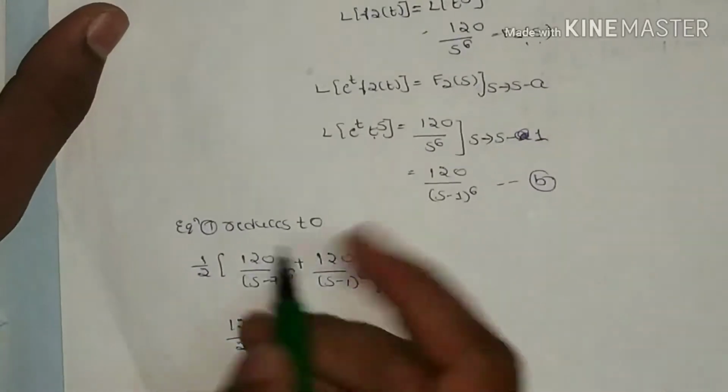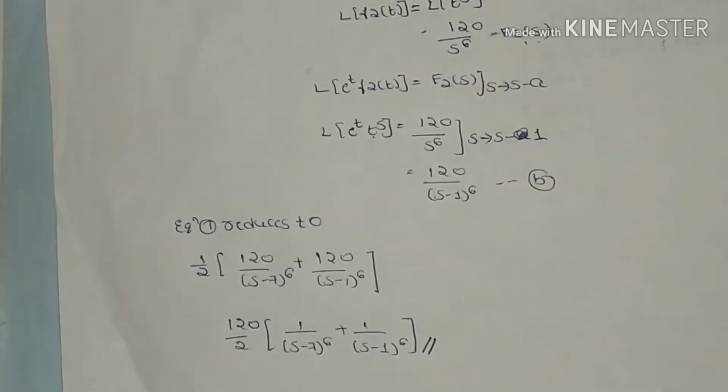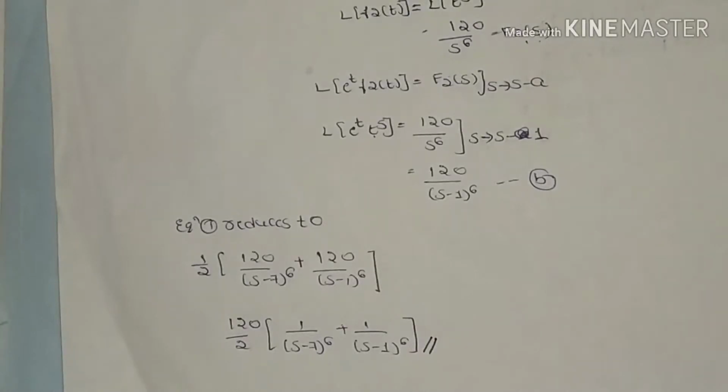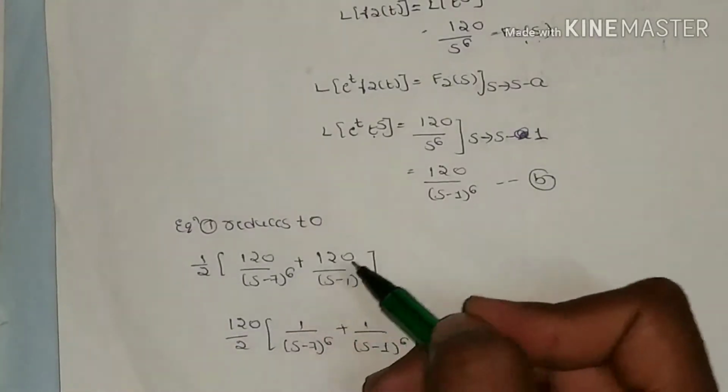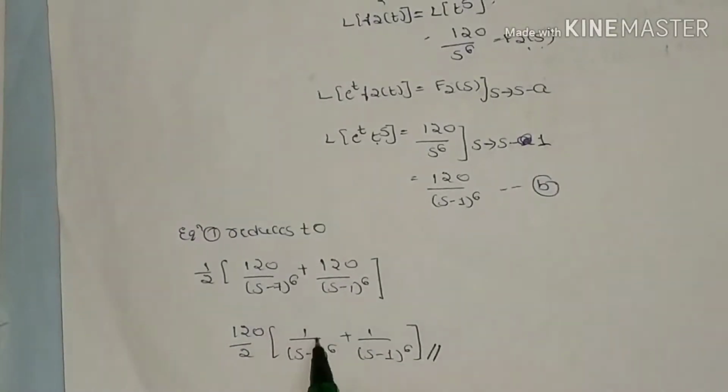Then equation 1 reduces to 1 divided by 2 times 120 divided by s minus 7 whole raised to 6 plus 120 divided by s minus 1 whole raised to 6. Here in both the terms 120 is common. By taking common 120 divided by 2, it becomes 1 divided by s minus 7 whole raised to 6 plus 1 divided by s minus 1 whole raised to 6, which is the final answer.